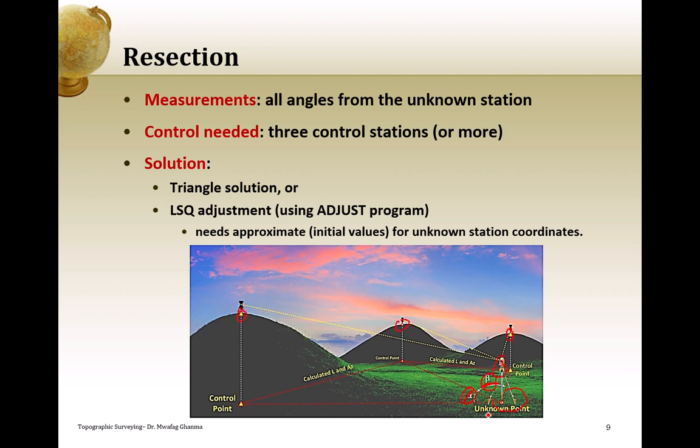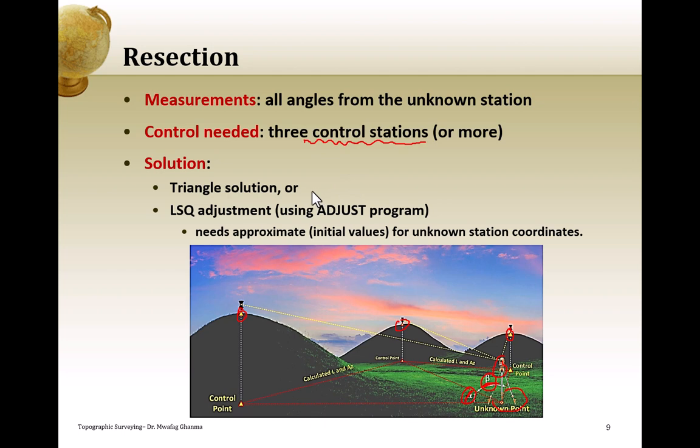So in addition to the measurements, we need the coordinates of 3 control stations. These control stations will be used in the solution. We do not need to measure any azimuths. We do not need to measure any distances because we can get the azimuths and distances from the control points. So how can we solve?